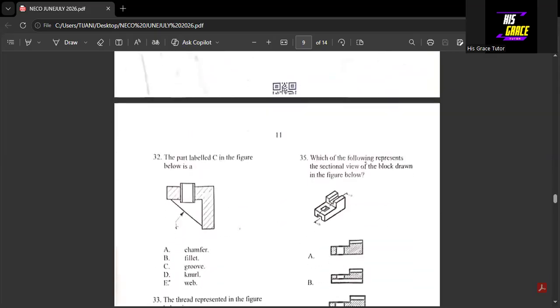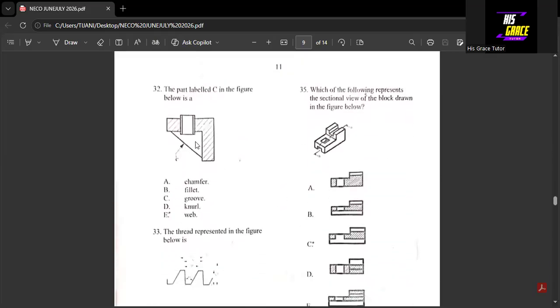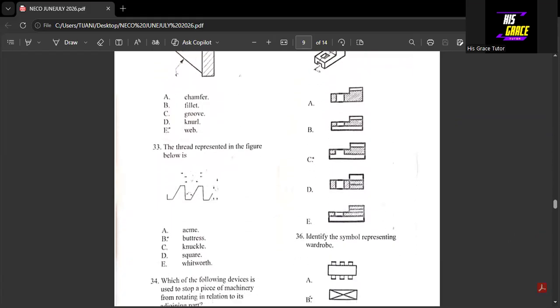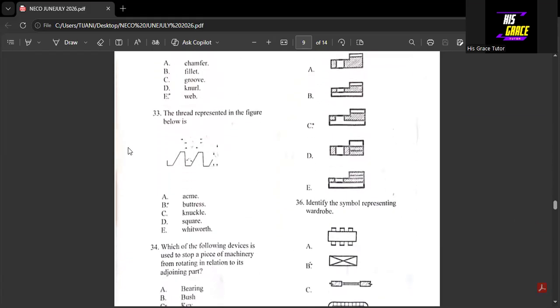Then we'll move to question 32, which says that the part labeled C in the figure below is a web. So this is a web, and option E gives us the answer. Then question 33 says that the thread represented in the figure below is a buttress thread. That's option B.